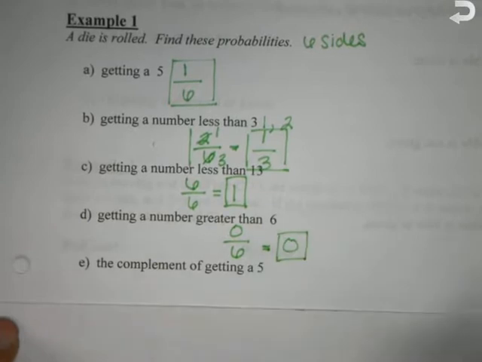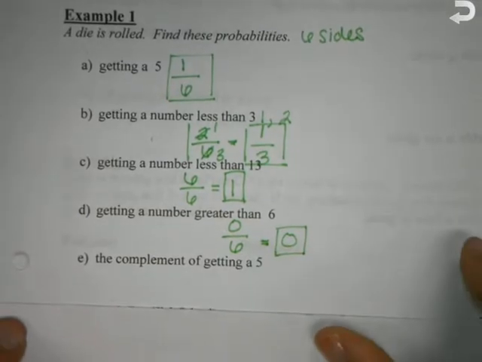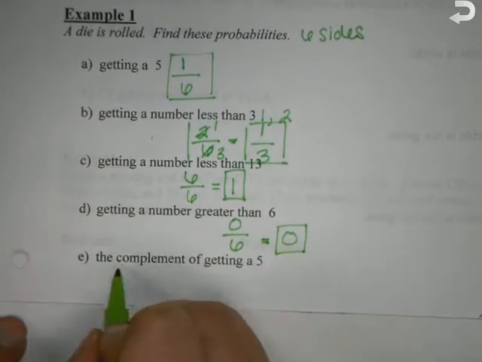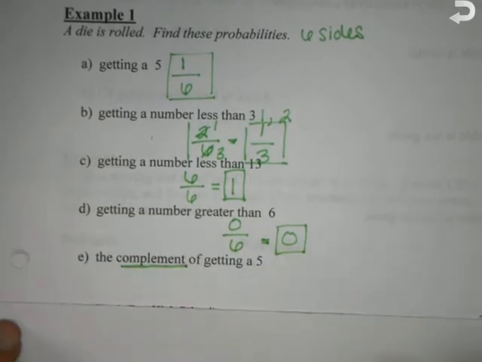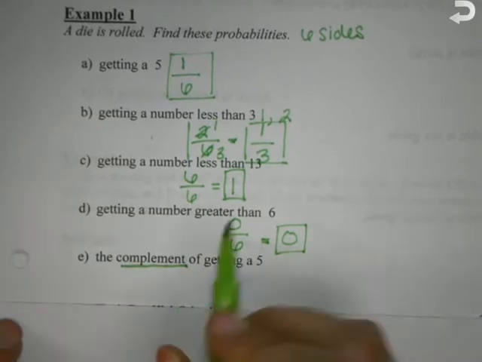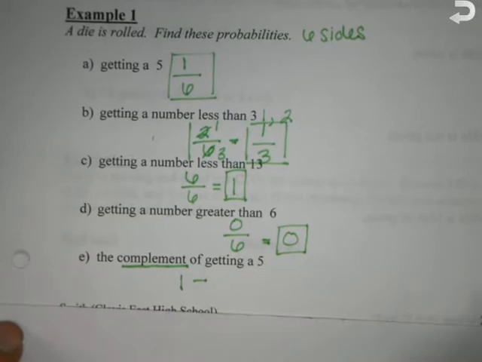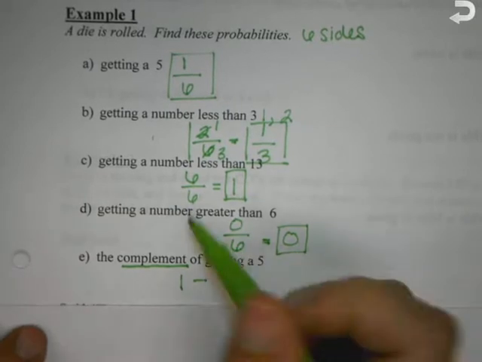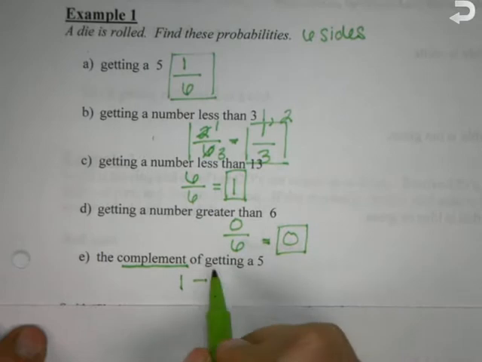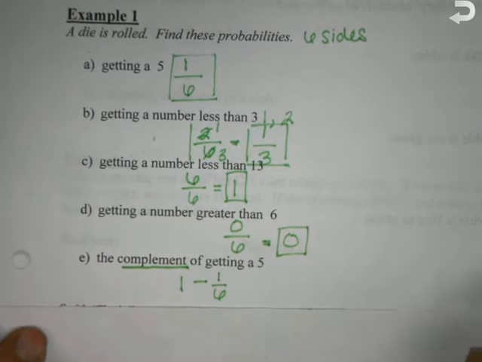Okay, letter E, we are looking for the complement of getting a 5. So we want to take 1 minus the probability of rolling a 5. Now we did the probability of rolling a 5 in part A, that's 1/6. So we want 1 minus 1/6.